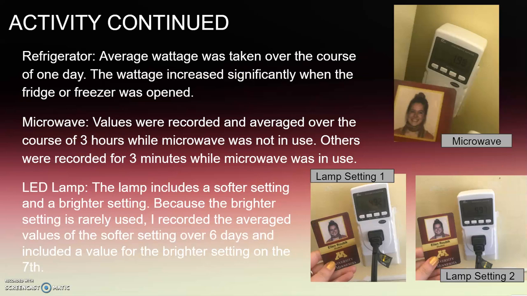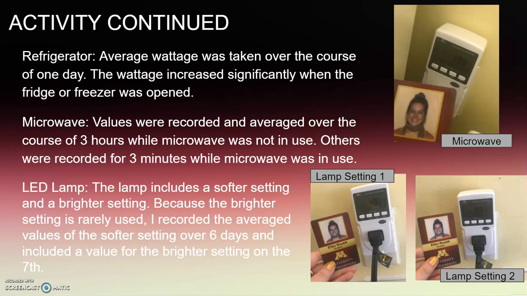So in order to collect data for the refrigerator, I took the average wattage over the course of 24 hours, and it was really fun to watch how significantly the wattage changed when I opened the fridge or the freezer. For the microwave, since the wattage remained relatively constant when it wasn't in use, I decided to average it over the course of about 3 hours, and then I recorded all the wattage that was happening in the course of 3 minutes while cooking some pasta.